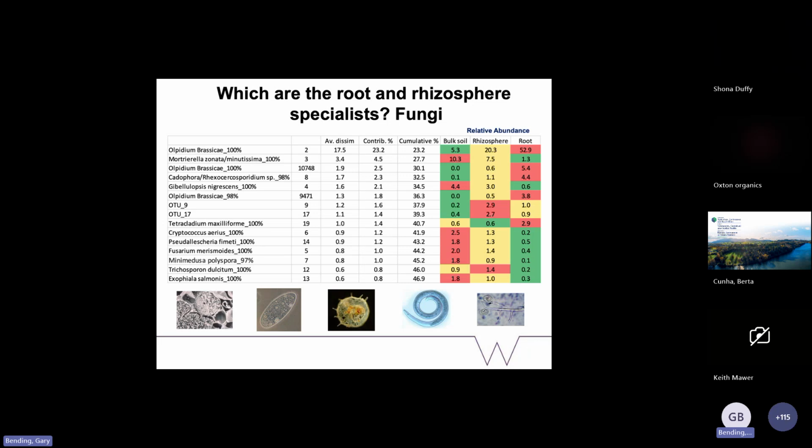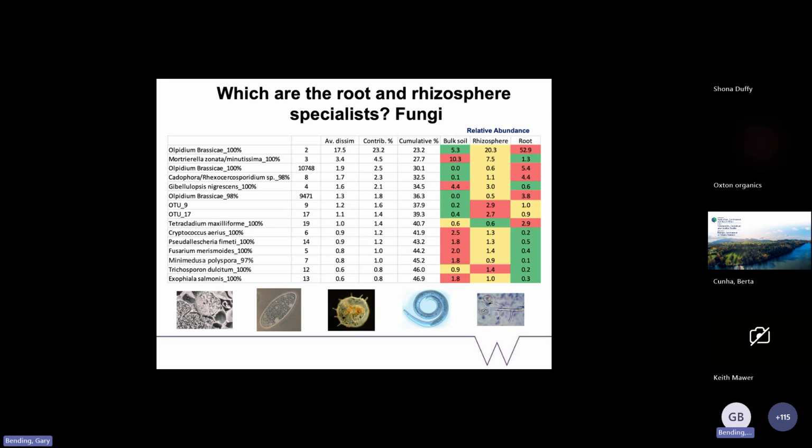You can see other organisms here that really like the bulk soil, and they become deselected as we move towards the root zone. So they favour the bulk soil. And so you can see that there are a number of Olpidium brassicae sequences. Gibellulopsis likes the bulk soil. You can see that there's a Tetracladium here that also likes the root. So a number of taxa there that seem to be becoming enriched in the root zone.